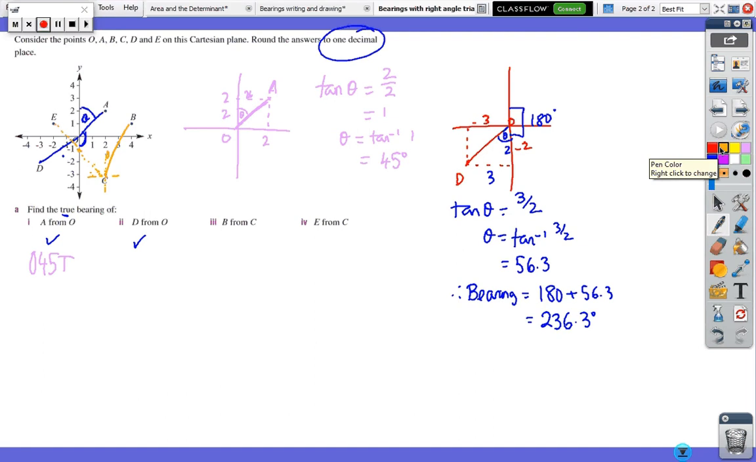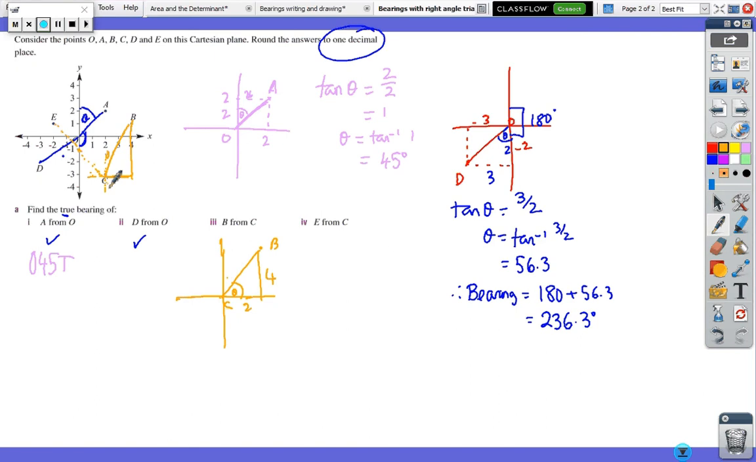Okay, B from C, draw it again. Now this time C's in the middle, not O. So we're going up to B, so B's up here somewhere. We're going across 2 and we're going up 4. That's going to be the angle at the moment, and then we'll find out the missing angle after that.